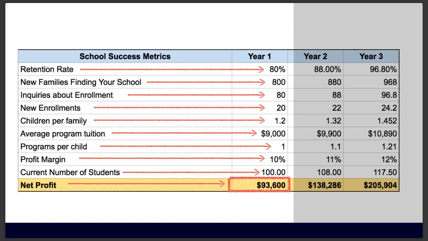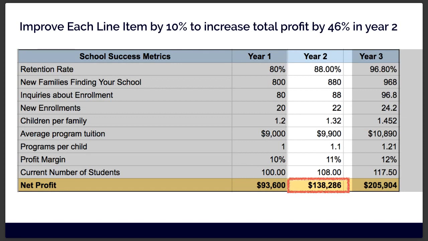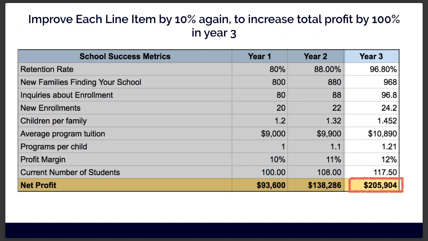Okay. Now, if you were in year 2, if you were to increase each one of those only by 10%, you would actually see a 46% overall profit increase in year 2. And hey, that's 46% more profit you can put back into the school. And in year 3, we increased the previous year 2's numbers by 10% again. So again, it ends up being a 100% profit increase within 2 years.